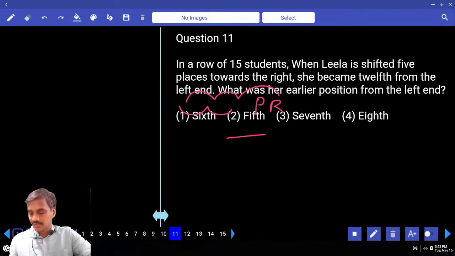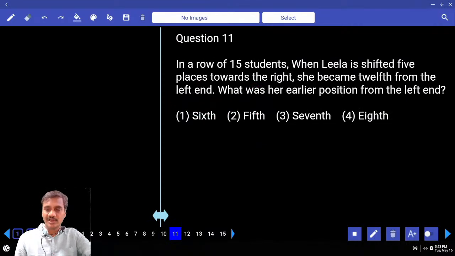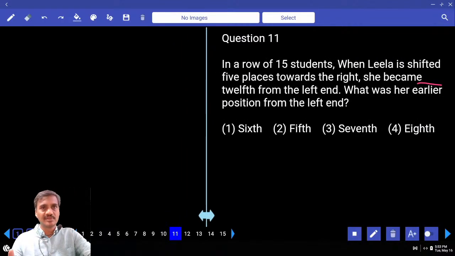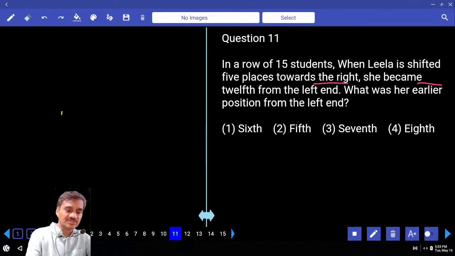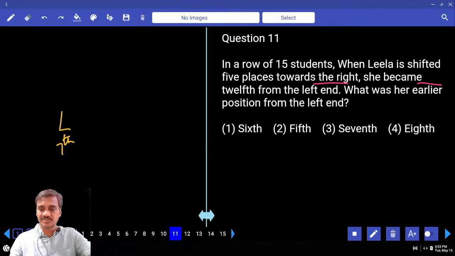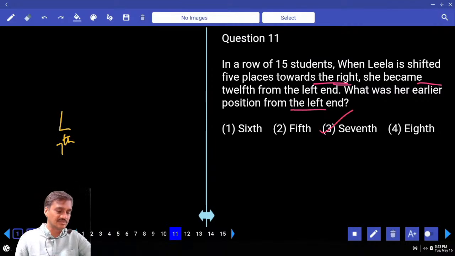Then the 11th one. Now in a row of 15, when Leela is shifted 5 places to the right, she became 12th from the left hand side. After changing 5 places towards the right hand side, this person has become 12th from the left. And without that change, this person will be 7th from the left. What was the earlier position from the left hand side? Earlier position 7th, that is choice 3.